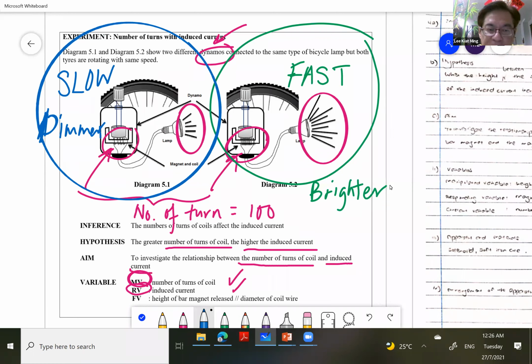So what is a manipulated variable? What is a responding variable? One is fast, one is slow. But when you do the experiment, you cannot use the word fast and slow because it's not measurable.